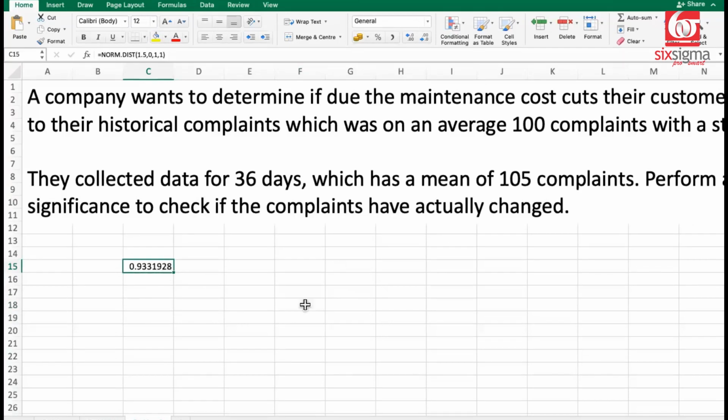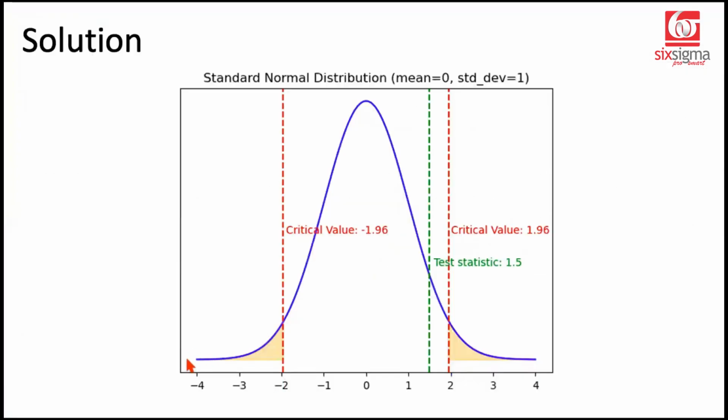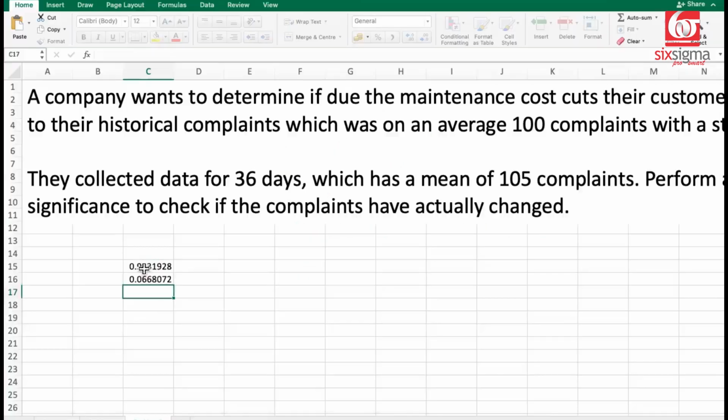Not really. In this case, once again, this is the area calculated from the left up to this point where you have this green dotted line. What you need is the area to the right of it. So we can do a 1 minus this, which comes to 0.066, which of course is greater than 0.05. But in this case, you would be comparing it with alpha by 2, or 0.025, because this is a two-tail test. Of course, 0.066 is greater than 0.025. So once again, the p-value is greater than alpha, which means we fail to reject the null hypothesis.